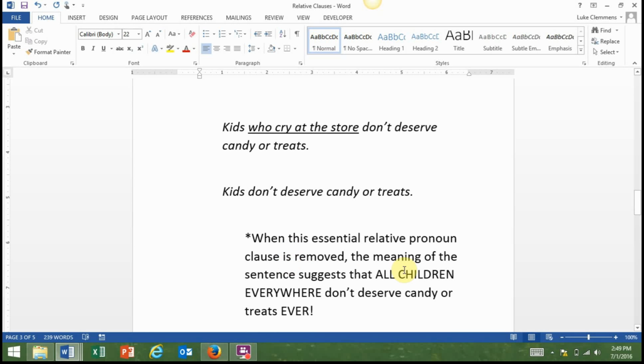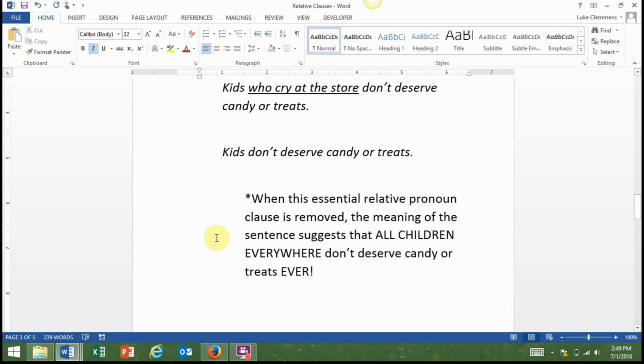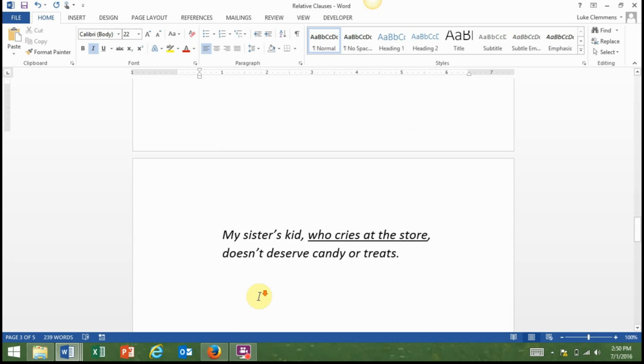Kids who cry at the store don't deserve candy or treats. Okay? If we take this clause out, if we remove that from the sentence, the meaning of our sentence changes. If we delete that, we get this down here: Kids don't deserve candy or treats. When this essential relative pronoun clause is removed, the meaning of the sentence suggests that all children everywhere don't deserve candy or treats ever. So that's what makes it essential. We have to have it in the sentence because if we take it out, it changes what we're saying. It changes the meaning. Okay?